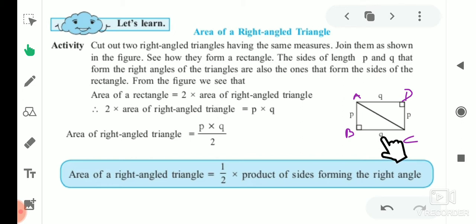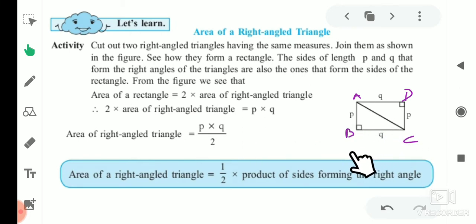Okay, so from this we can derive the formula of a right angle triangle. The area of this whole rectangle is length into breadth, that is P into Q. So if we have to calculate the area of this triangle ABC, then the area of this triangle will be half of the total area of the rectangle, that is P into Q upon 2, right? Therefore the area of the right angled triangle ABC is P into Q by 2.